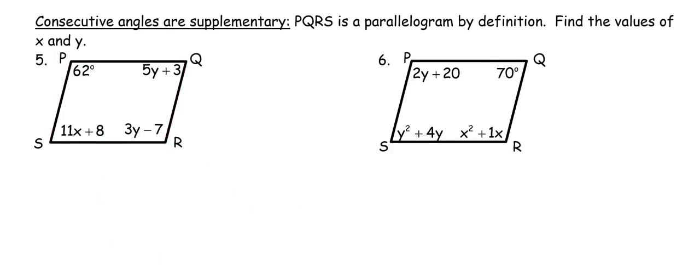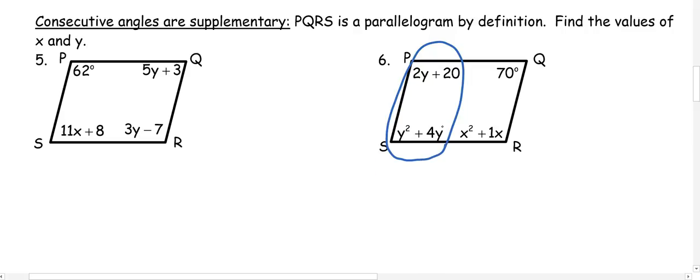In number 6, again, we're using that the angles are supplementary. So we have these two angles with a y that are next to each other, which means that they're equal to 180. So we have y squared plus 4y plus 2y plus 20 is equal to 180. When we combine like terms, we get y squared plus 6y plus 20 equals 180.